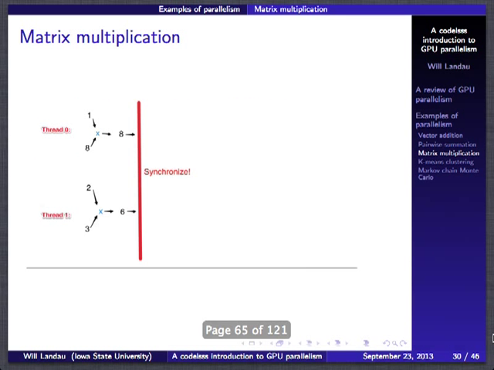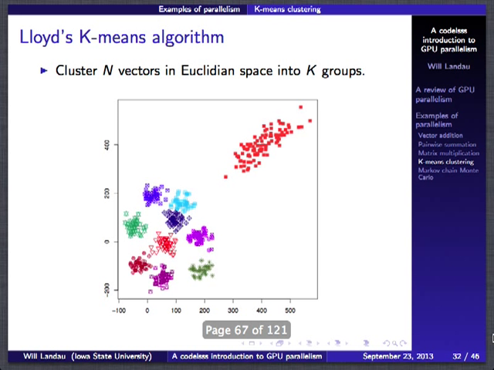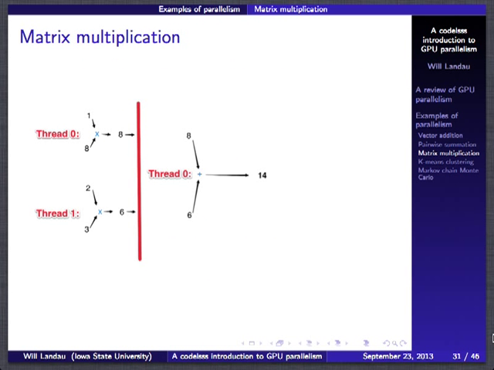Then I synchronize threads to make sure I have 6 and 8 computed already. And now, to finish the dot product, I need to sum these up, right? So I just do this pairwise sum, where there's only one pair in this case, since it's a simple example. I just take 8 plus 6. I get my answer. And similarly, I don't show the full matrix, but I do the same thing for all the other entries of Cij.